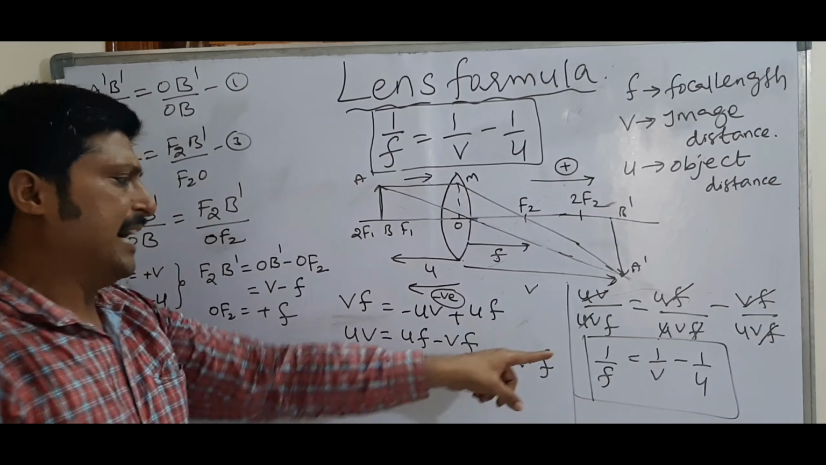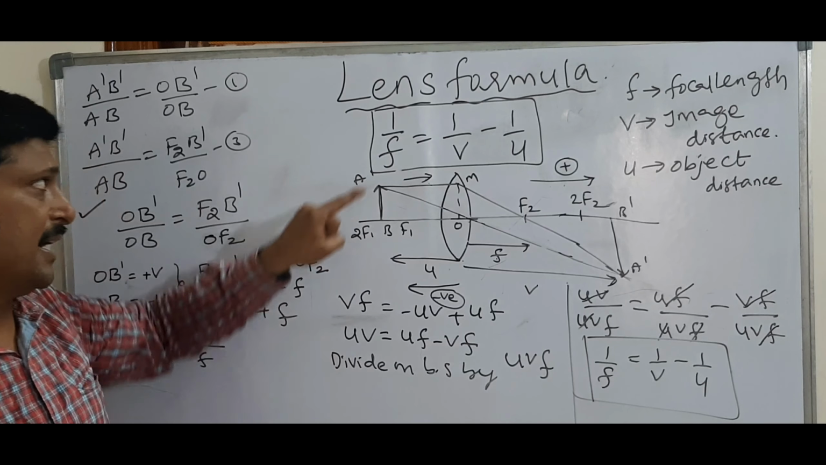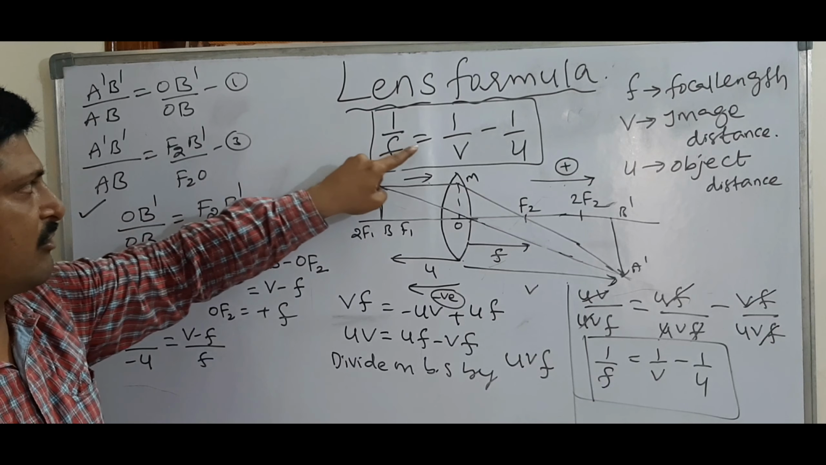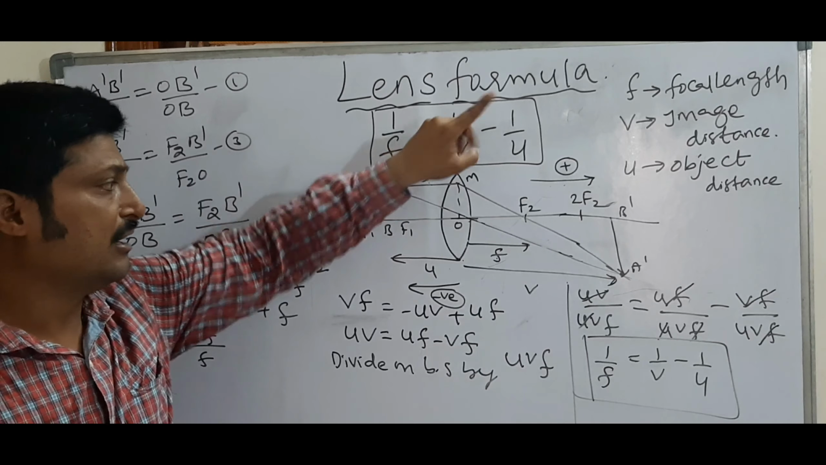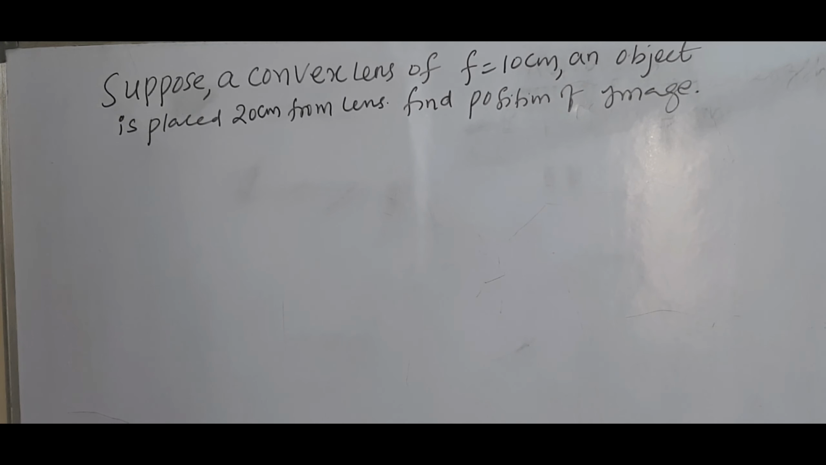So this is the required equation. This is the required formula, the lens formula. Lens formula means 1 by F equal to 1 by V minus 1 by U. This is the formula. Now write a numerical on lens.